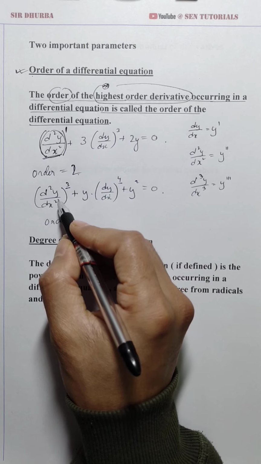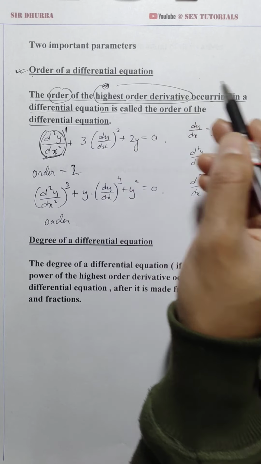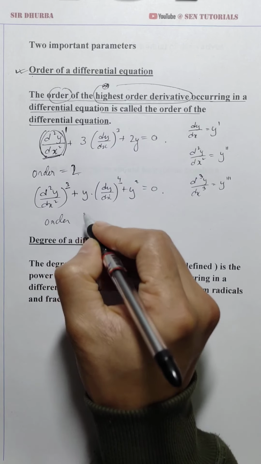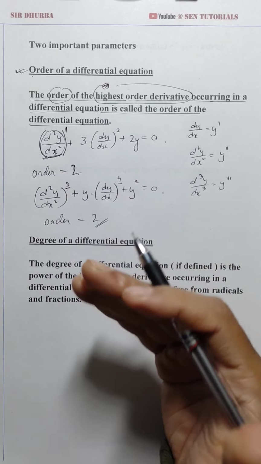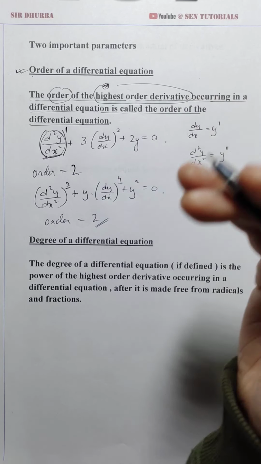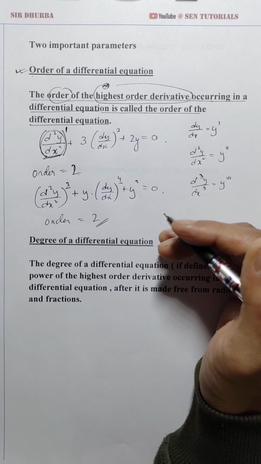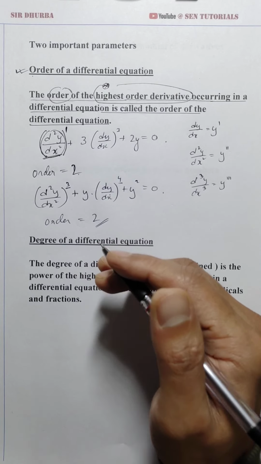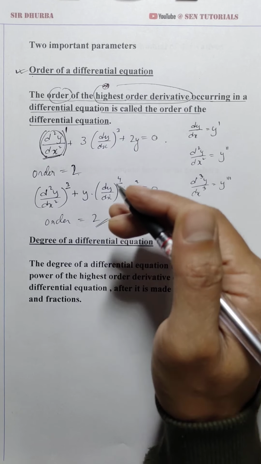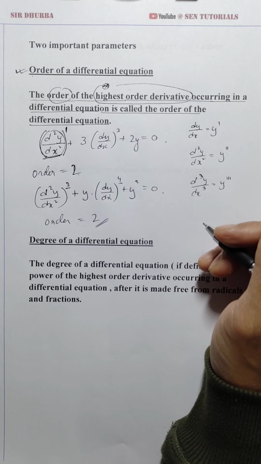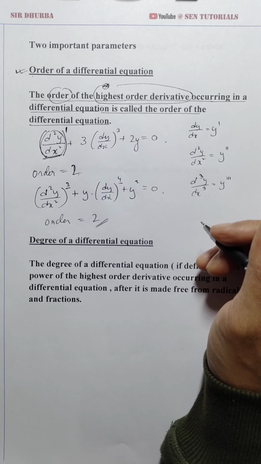Order means highest order derivative. So maximum, how many times has it been differentiated? 2 times. So order is 2. That is what we are talking about. How many times has the differentiation been applied? That is called order. In a given differential equation, what is the maximum number of times the differentiation has been applied? That is called order of a differential equation. With more examples we will be solving more.